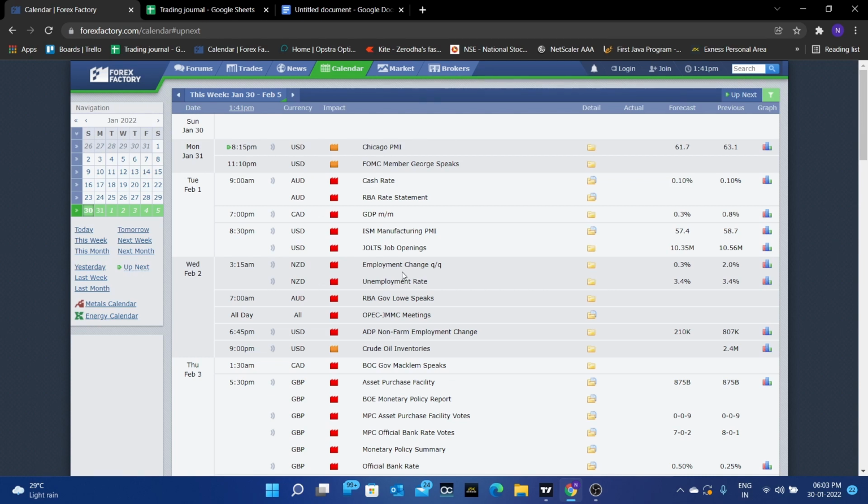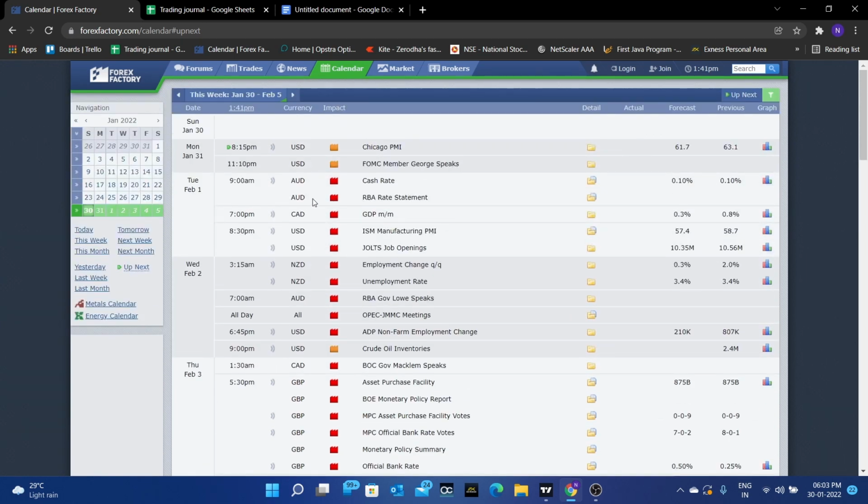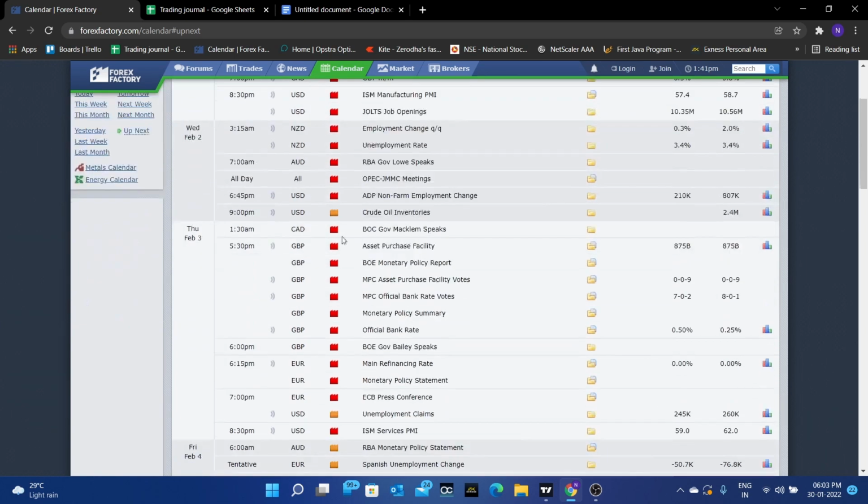So let's go into the next week analysis, and first of all, let's go to forexfactory.com, in which we can see major news events. On Monday we are having news on USD, but it is not major news, so we are expecting the market to be a little silent. On Tuesday, we are having a good amount of news on AUD, CAD, and USD. And on Wednesday, we are having good news as well on NZD, AUD, and USD.